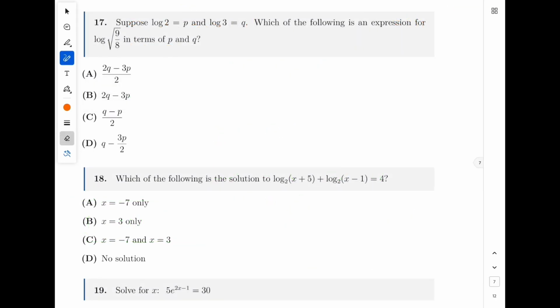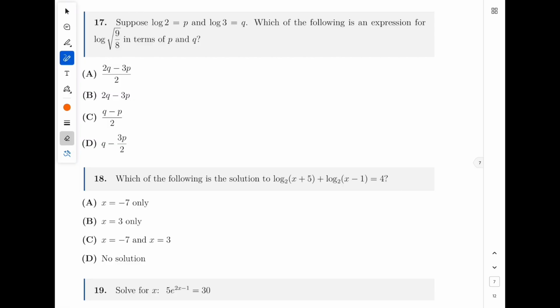Alright, question 17, have a go at it. Questions like these are bound to appear on your test, so make sure you understand this. Now I'm assuming that at this point, where you're only a week away from the test, you're comfortable with your log rules. So I'll just walk through the solution instead of explaining much, and I hope you understand it.